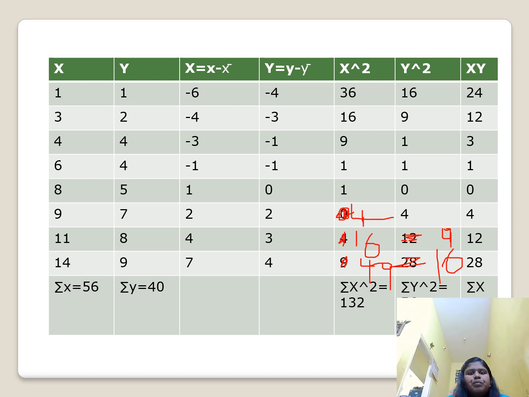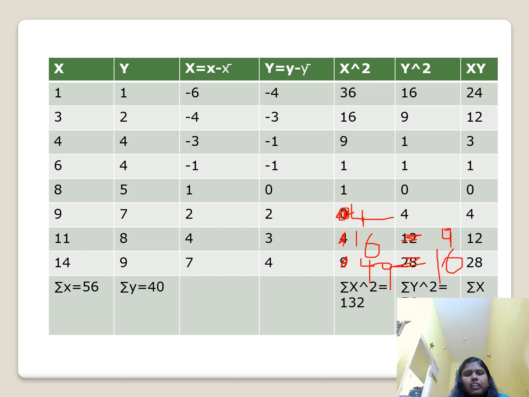Now we have to find capital X value. Capital X value is equal to small x minus small x bar, where 56 by n, which is 8. 56 by 8 is equal to 7. 1 minus 7 is equal to minus 6. 3 minus 7 is minus 4. 4 minus 7 is minus 3. 6 minus 7 is minus 1. 8 minus 7 is 1. 9 minus 7 is 2. 11 minus 7 is 4. 14 minus 7 is 7.